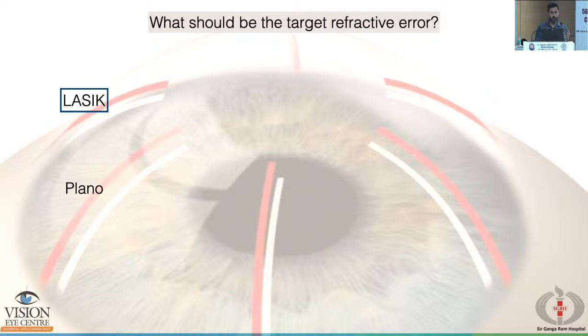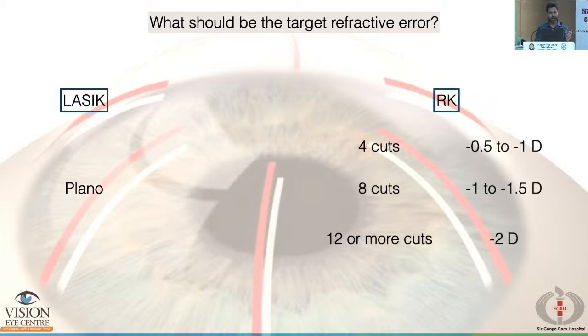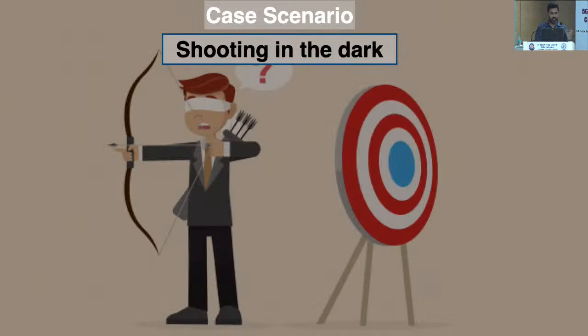Now, as far as the target refractive error is concerned, for LASIK, I go for a plano target because you don't expect too much refractive shift to happen post-operatively. Whereas when it comes to RK, you should be targeting myopia. The more the number of cuts, the more myopia you should be targeting because of the hyperopic shift that happens subsequently.